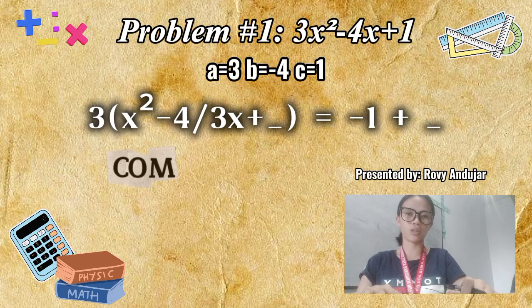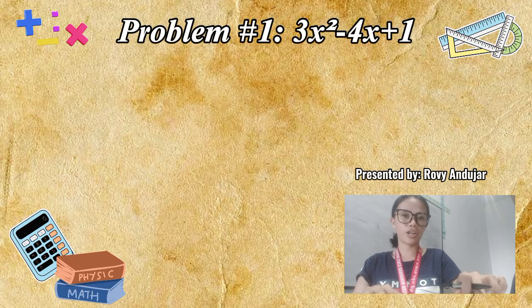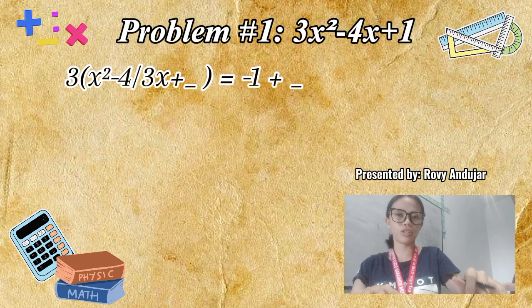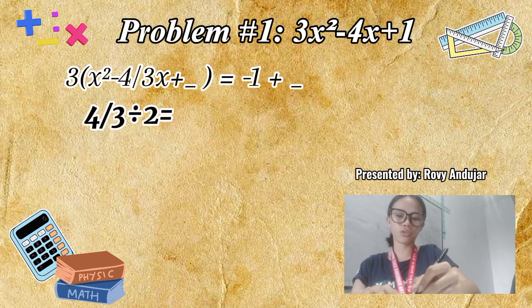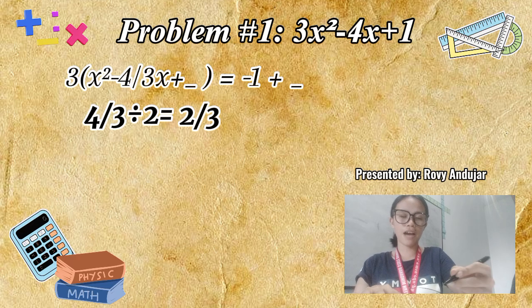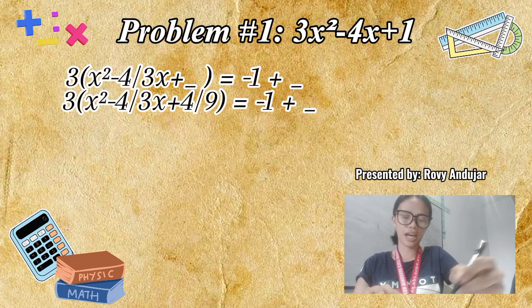So this is what we call completing the square. Now, let us find what are the numbers here. So to find the numbers here, we simply have to divide b by 2. So 4 thirds divided by 2 is equal to 2 thirds. Then after we divide it, we square it. So 2 squared is equal to 4, 3 squared is equal to 9. So this is what we will be putting here, 4 ninths.